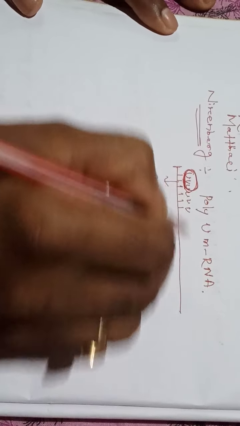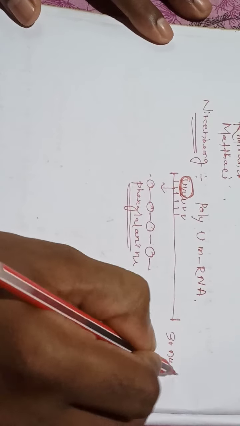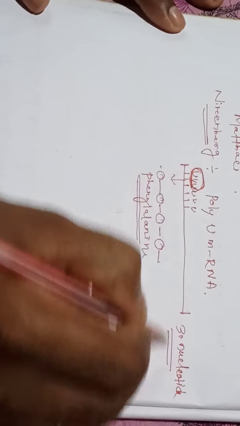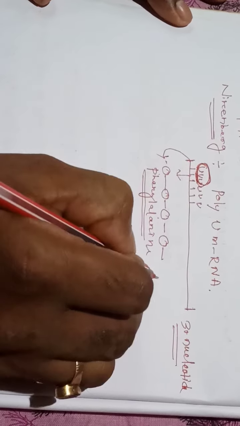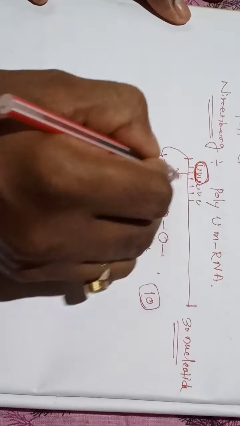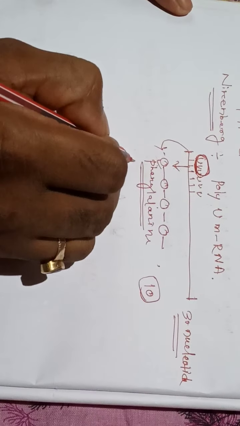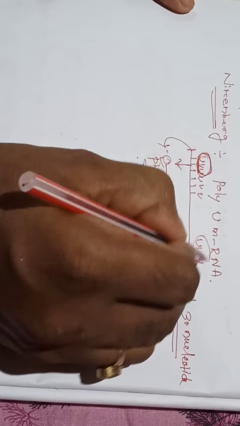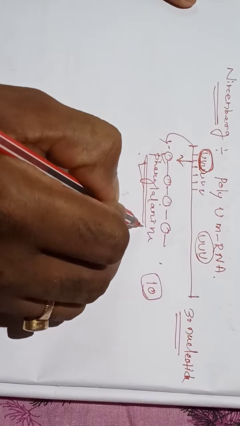Suppose this mRNA is composed of 13 nucleotides. If this mRNA has 13 nucleotides, the number of amino acids found in this polypeptide was 10. Meaning 3 nucleotides code for a single amino acid, and this UUU codon codes for the amino acid phenylalanine.